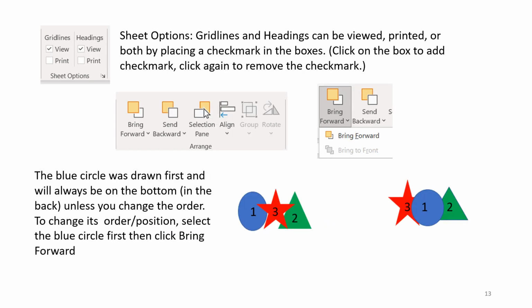Sheet options. Gridlines and headings can be viewed, printed, or both by placing a check mark in the boxes. Click on the box to add a check mark. Click again to remove the check mark.